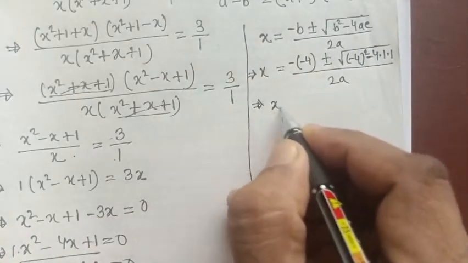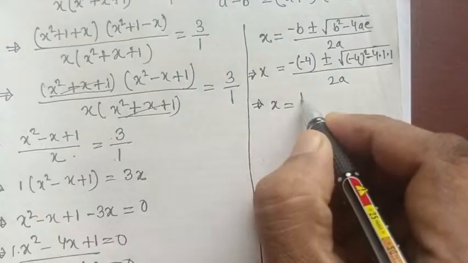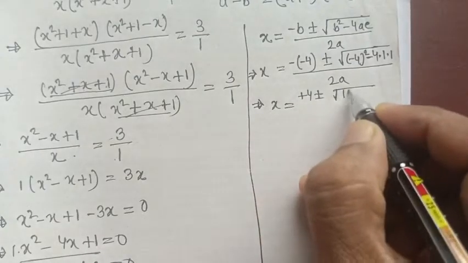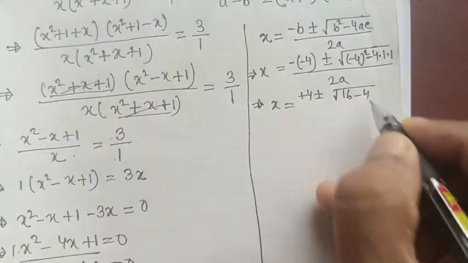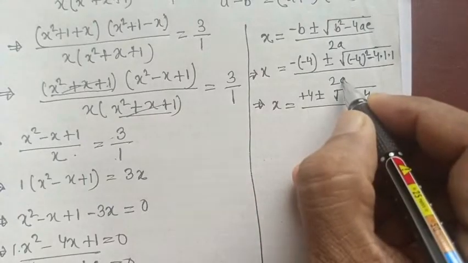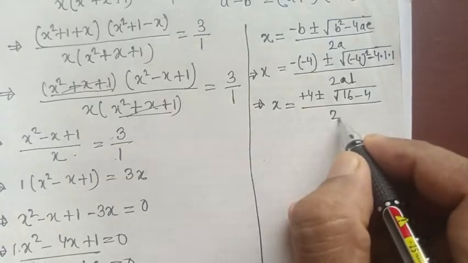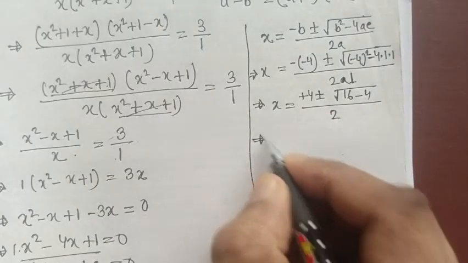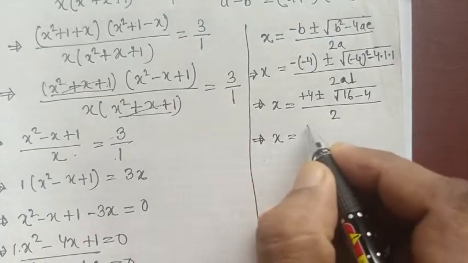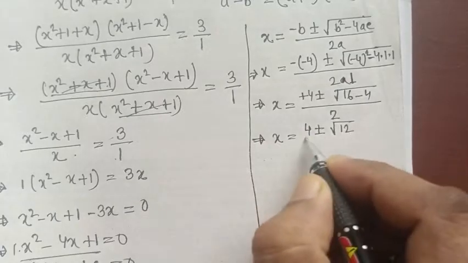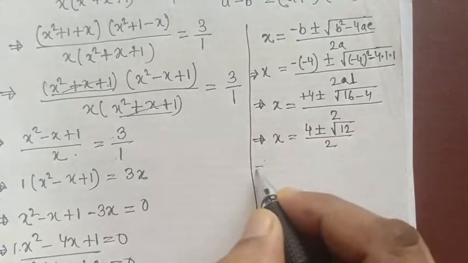Therefore x is equal to plus 4 plus minus root over 6 minus 4 by, sorry, here we need to put the value of a, that is 1. So we get by 2. Therefore x is equal to 4 plus minus 9:26.